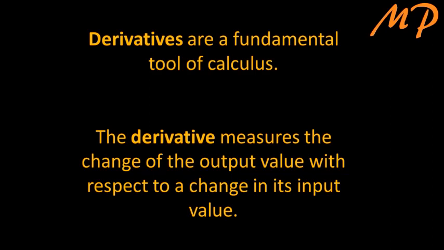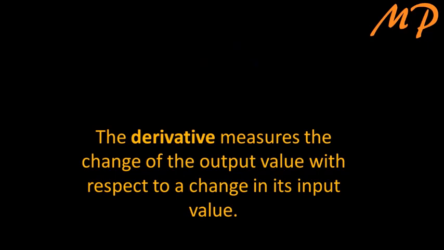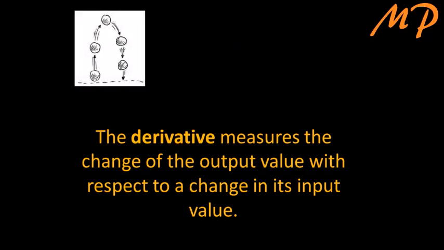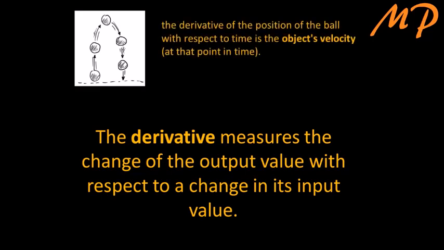The derivative of a function measures the change of the output value with respect to a change in its input value. Let's give an example. Here is a ball thrown upwards, its position changes with respect to time. The derivative of the position of the ball with respect to time is the object's velocity. This measures how quickly the position of the object changes when time advances.